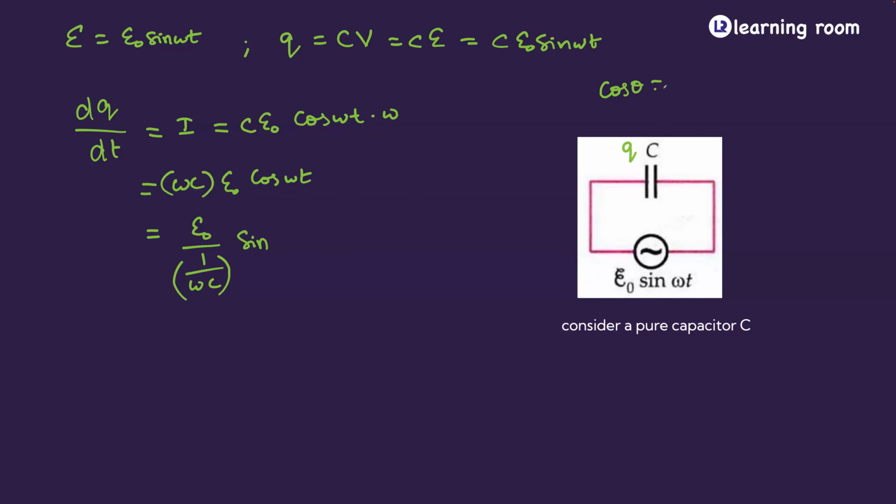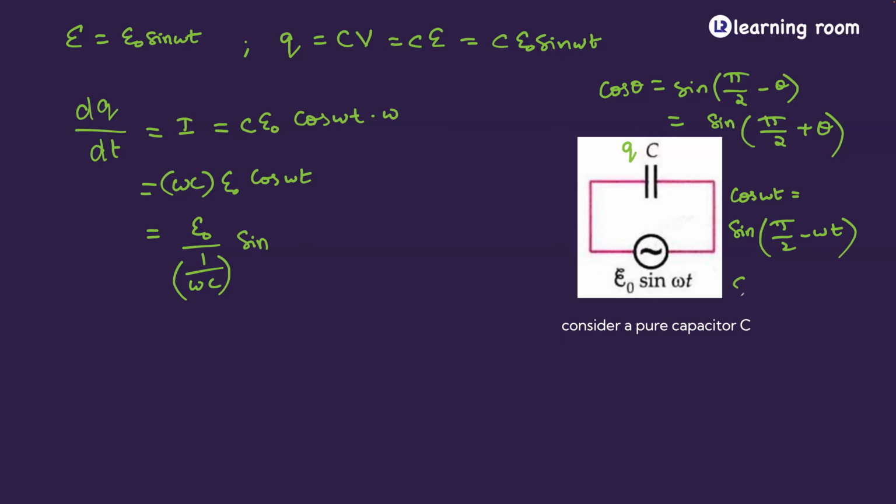If I have cos theta, I can either write it as sine of 90 minus theta. Right? Sine 90 minus theta is cos theta. So I can write it as pi by 2 minus theta, or I can write it as sine of pi by 2 plus theta. Both are same. Okay. But here in the place of theta, what do I have? I have omega t. So if I take these two concepts, I can either write it as sine of pi by 2 minus omega t, or I can write it as sine of pi by 2 plus omega t.